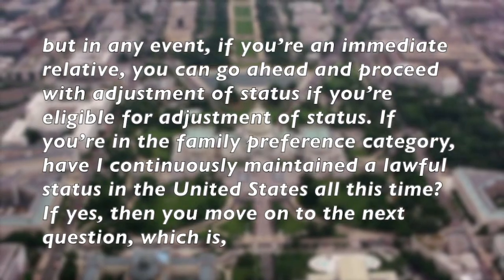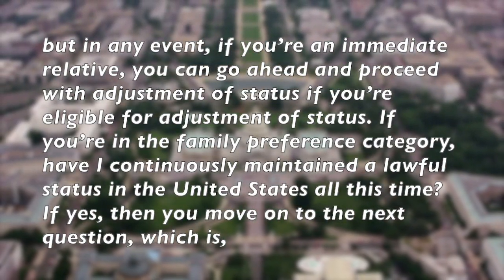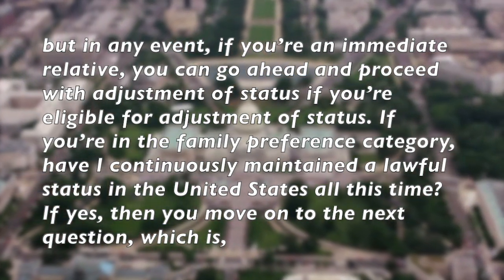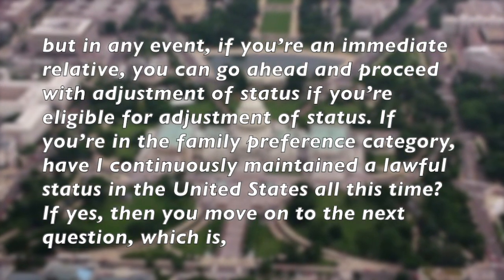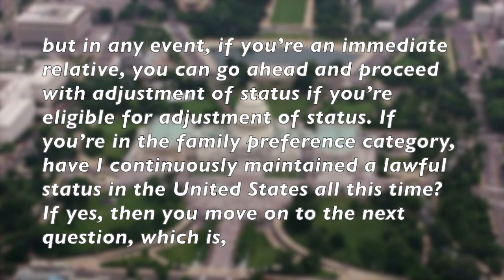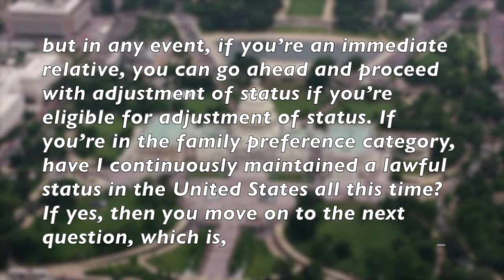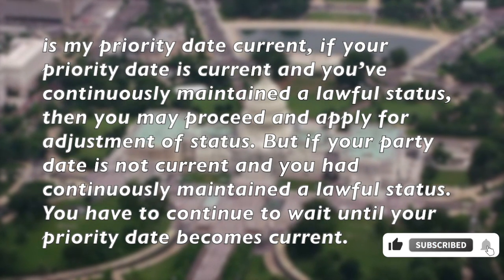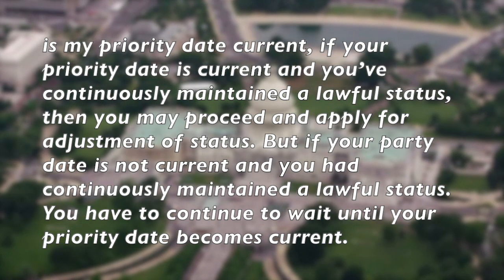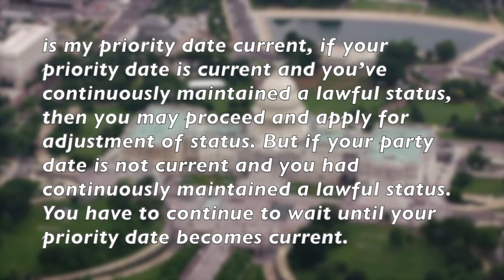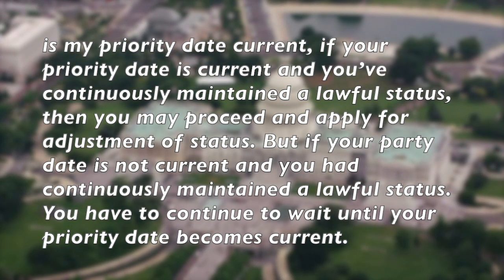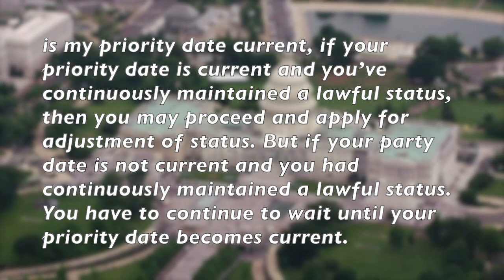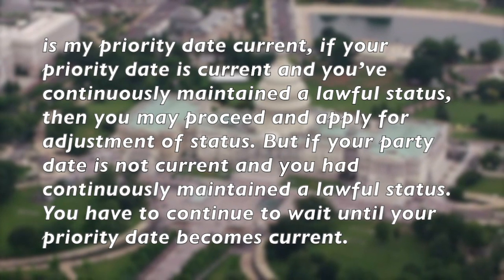But in any event, if you're an immediate relative, you can go ahead and proceed with adjustment of status if you're eligible. If you are in the family preference category, have I continuously maintained a lawful status in the United States all this time? If yes, then move on to the question, is my priority date current? If your priority date is current and you've continuously maintained a lawful status, then you may proceed and apply for adjustment of status. But if your priority date is not current and you have continuously maintained a lawful status, you have to continue to wait until your priority date becomes current.